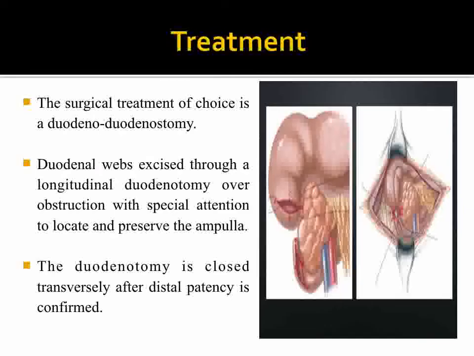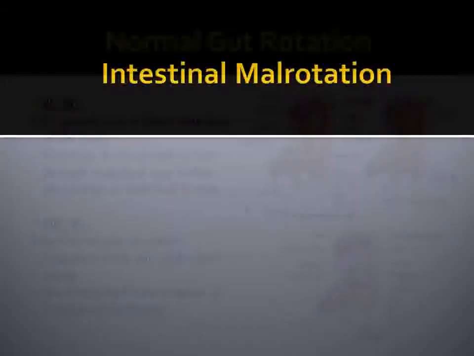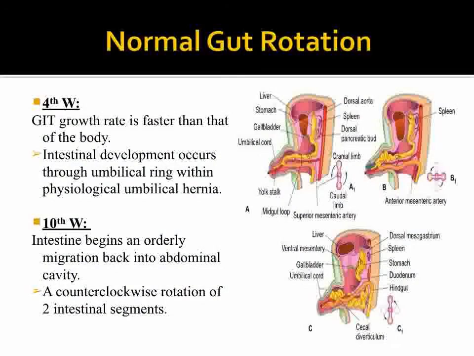The second condition is intestinal malrotation. As we said, during intrauterine life the midgut develops from two limbs of the intestine, the cecocolic limb and the duodenojejunal limb. The duodenojejunal limb is the cranial one, toward the head of the baby, and the cecocolic limb is the caudal one, toward the lower part of the baby.